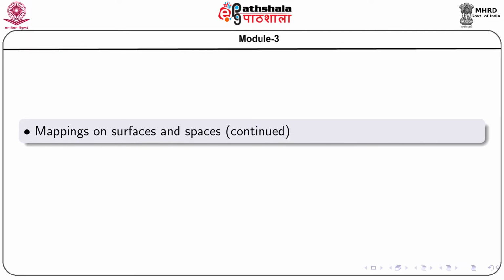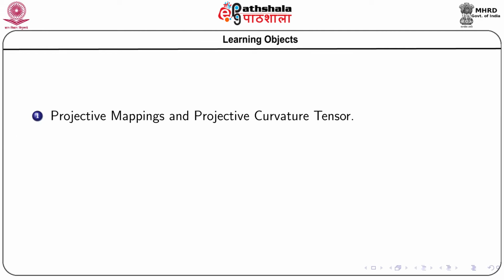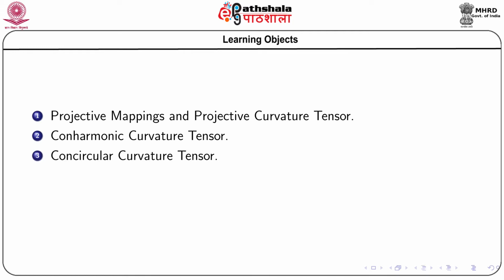So, in module 3 of chapter 10, we shall continue with the mappings on surfaces and spaces, and here we shall learn about 3 mappings and 3 curvature tensors, that is, first one is projective mappings and projective curvature tensor, second one is the conharmonic curvature tensor, and the third one is concircular curvature tensor.